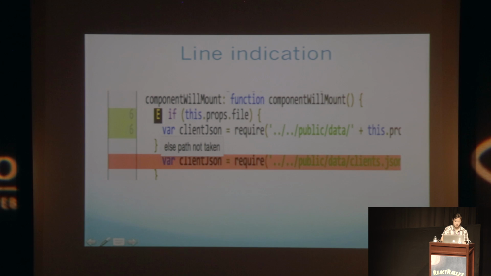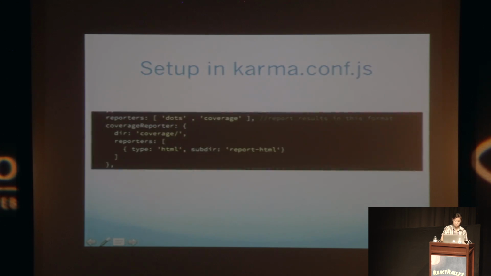And then, to set the Karma coverage graph up, you just put coverage inside of reporters in the karma.conf.js, and then you simply indicate which folder you want those reports to be in and in what format. And then you can actually set up multiple formats in multiple folders as well.